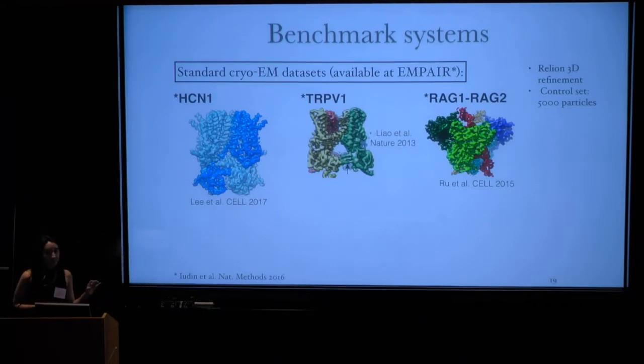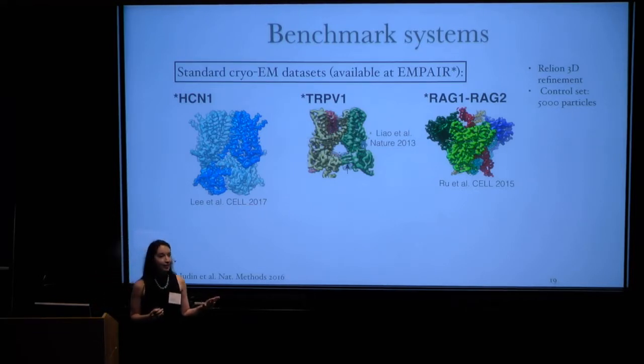And what we did was we took the raw particles available in this data set, and we omitted 5,000 particles from the refinement. And we did the normal Cryo-EM refinement using RELION 3D refinement. So basically, the same thing that the authors reported, with the symmetries and all the suggestions that they used, but omitting 5,000 particles from the refinement process.